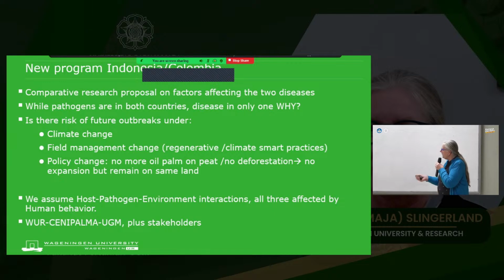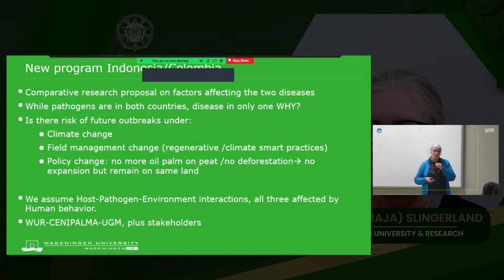So we look at host pathogen environment interactions, but we are very aware that everything depends on people. It depends on people, whether they do plant breeding. It depends on people, how they manage the residues. It depends on people, how they manage the disease. It depends all on people. Policy depends on people. So in our program, we have a strong social aspect. It's not only technology, it's phytopathology, it's agronomy, it's agroforestry, because that may also help, and it is social. So I'm here now to negotiate how we can do that, and we hope to get funding soon, and let's hope. Thank you.